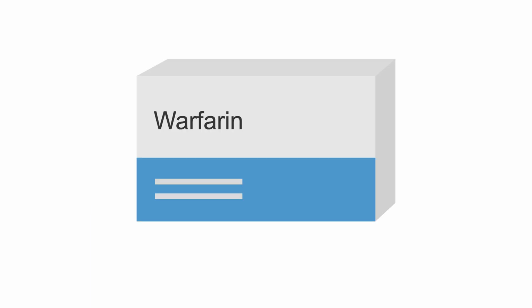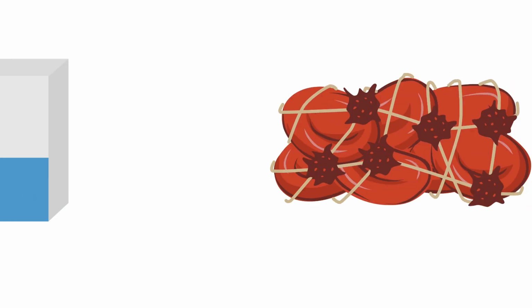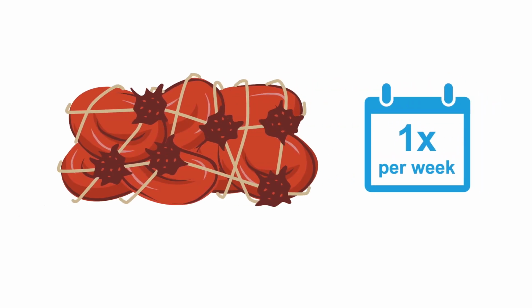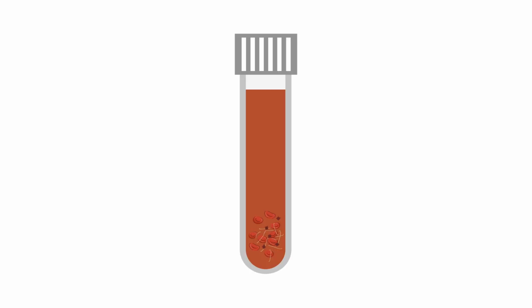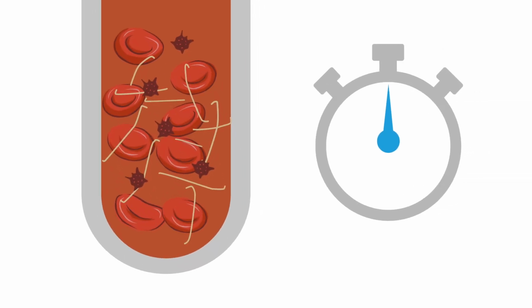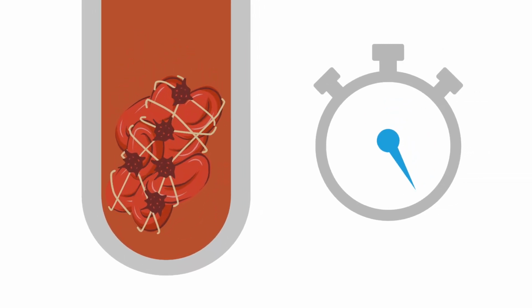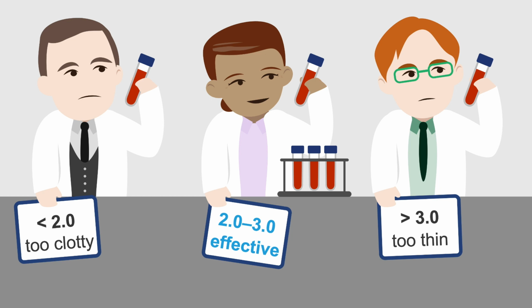Lastly, when starting warfarin for a patient with AF, the patient's clotting ability should be tested at least once a week to monitor its effectiveness and check for bleeding concerns. This is done by testing the amount of time needed for a clot to form in a blood sample. This is also known as the prothrombin time, which is reported as an international normalized ratio, or INR. The effective therapeutic range of warfarin for patients with AF is an INR of 2 to 3. Once the therapeutic range has been reached, testing can be performed less frequently, starting at once a month.